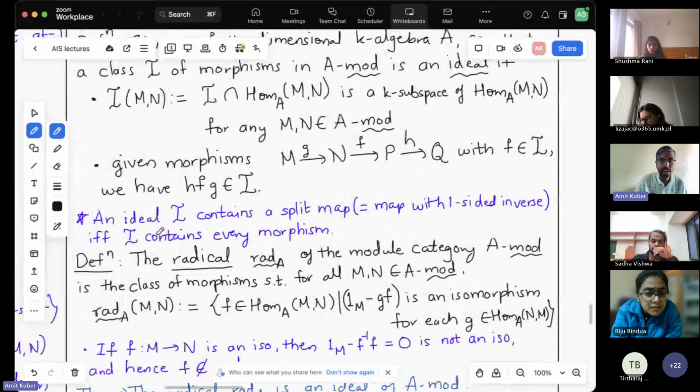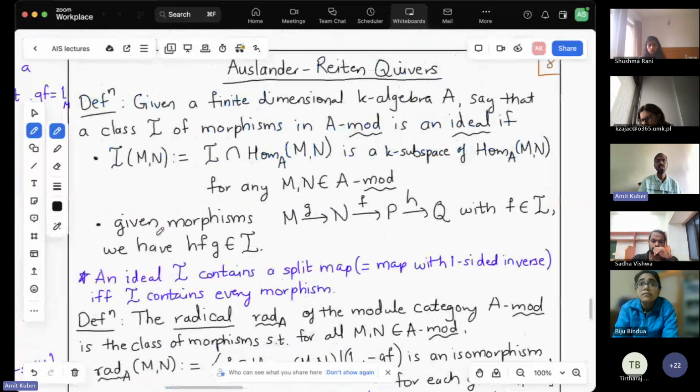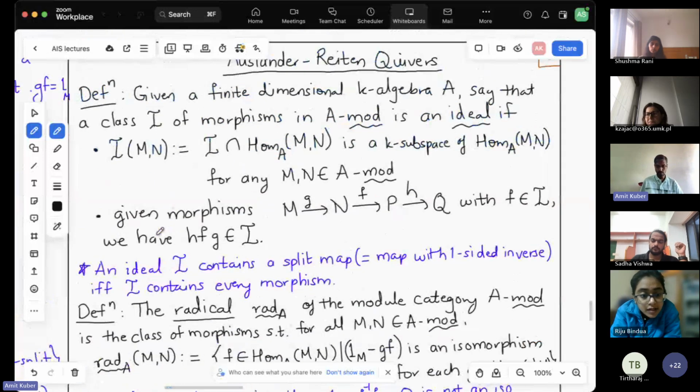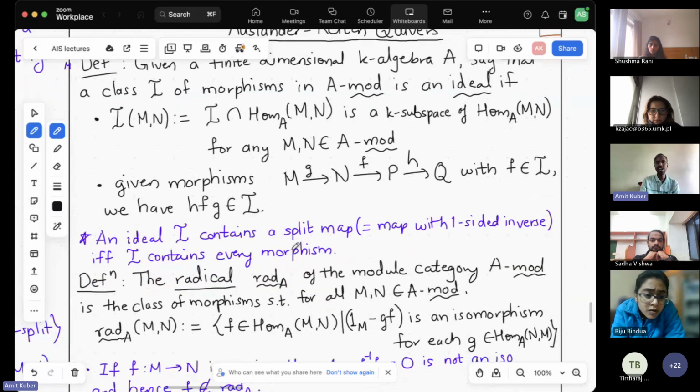Let me quickly remind you that in order to fulfill goal 2, we started by defining what is an ideal in a module category. An ideal is locally a K-subspace which is closed under composition by arbitrary morphisms from either side. And then I made an erroneous comment here that an ideal I contains a split map if and only if I contains every morphism. As I mentioned, this is not true.